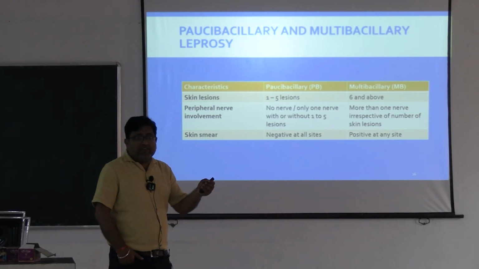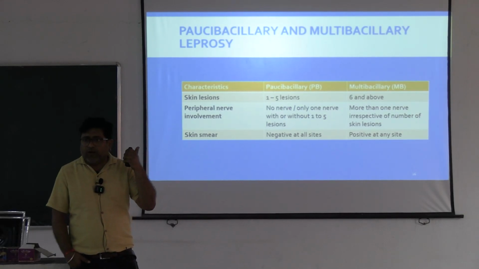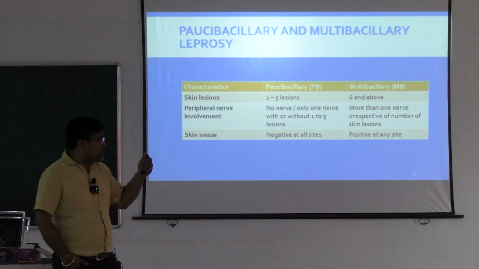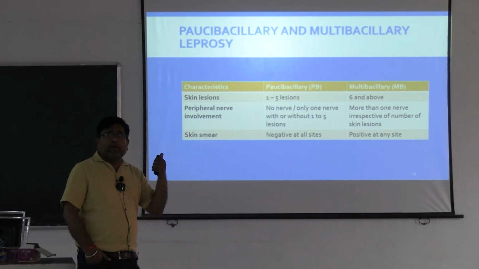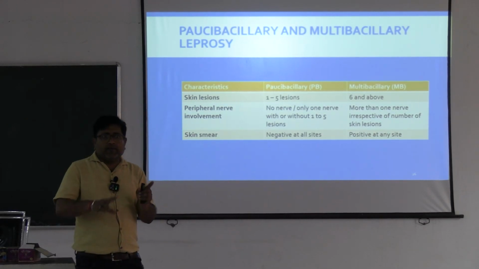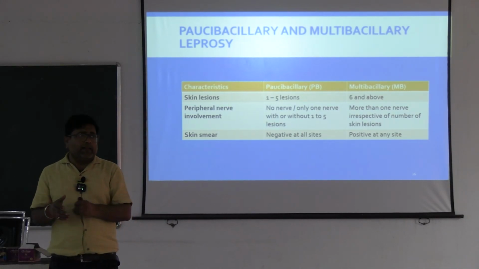And when we see the skin smear, it is negative in case of tuberculoid leprosy or paucibacillary leprosy, while it is positive in case of multibacillary leprosy. So, these are the methods of differentiation between tuberculoid leprosy and lepromatous leprosy.